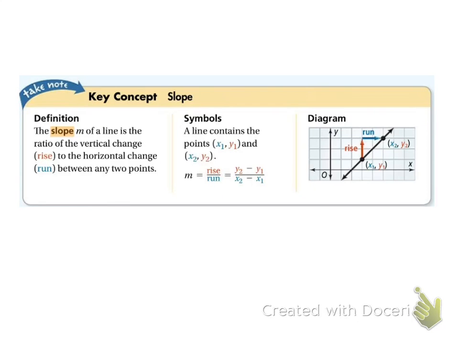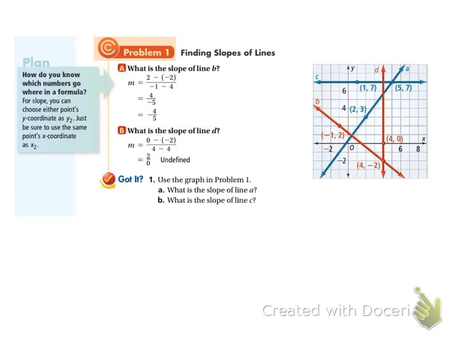Okay, this is 3.7a of geometry. So slope tells us the slant of our line. And here we have our equation. It's rise over run, which is y2 minus y1 over x2 minus x1. Let's take a look at a problem to figure this out.